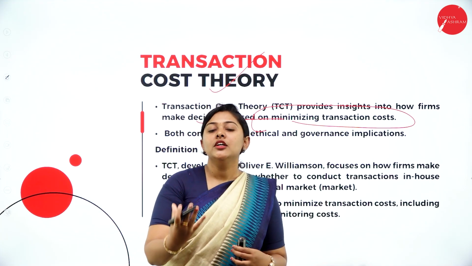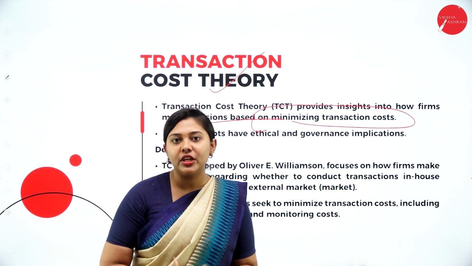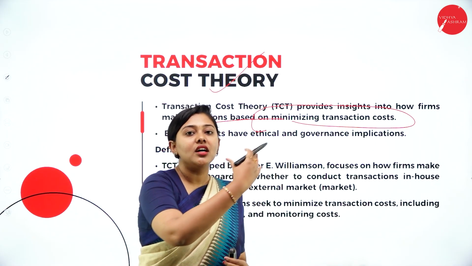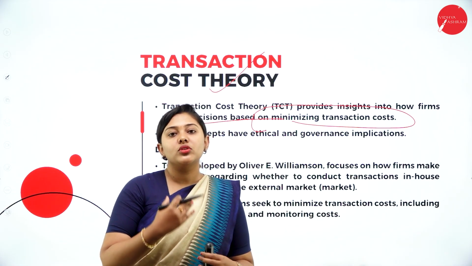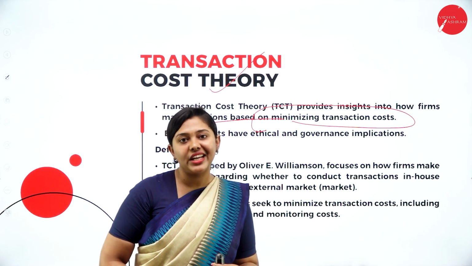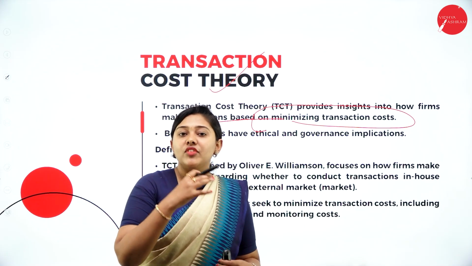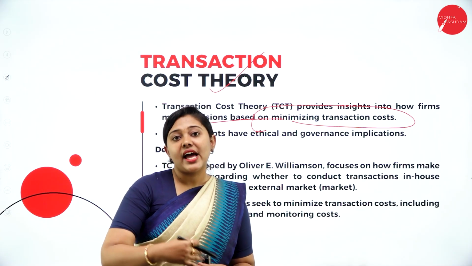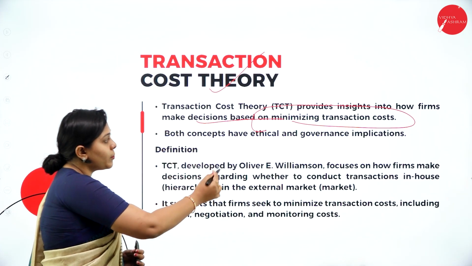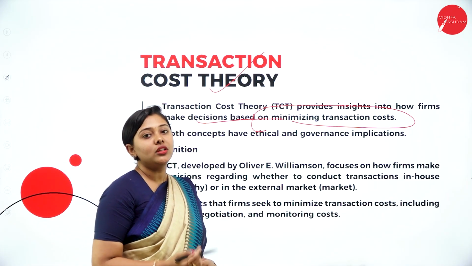For example, a beer manufacturing company: if they own their own warehousing outlet and a retailing outlet, they can reduce the cost of supply, they can reduce the cost of a retailer. In this way they can reduce the transaction cost. So it is very important to maintain or minimize the transaction cost.